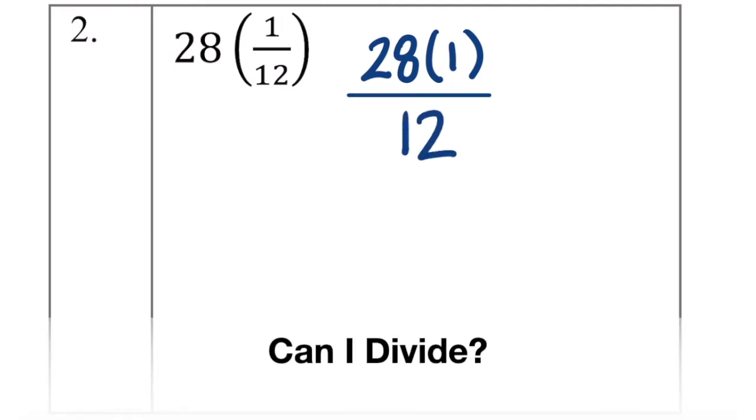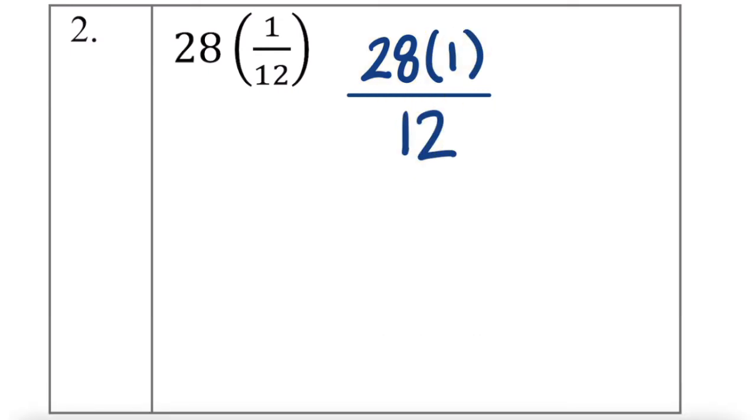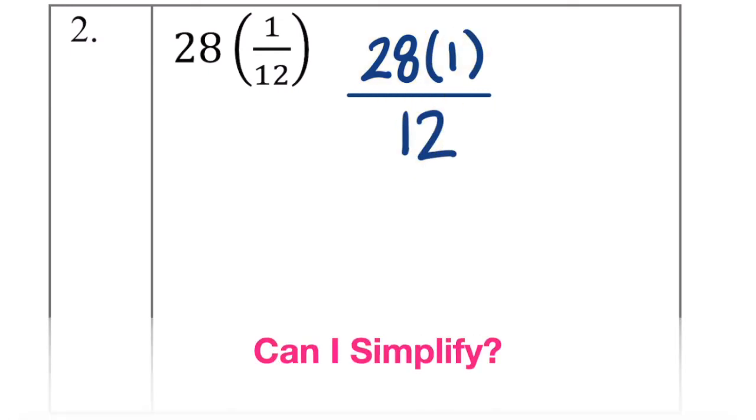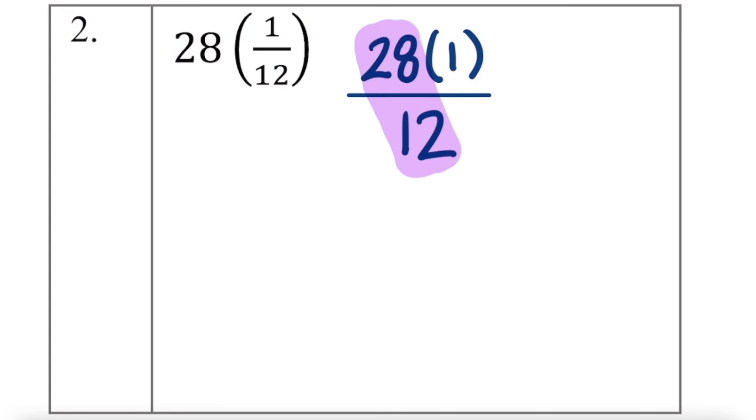I'm going to start with, can I divide? Can I divide 28 by 12? Not evenly, and I can't divide 1 by 12 either. So now I'm going to ask myself, can I simplify? Do 28 and 12 have any common factors? The answer to that is yes. Both 28 and 12 can be divided by 4.